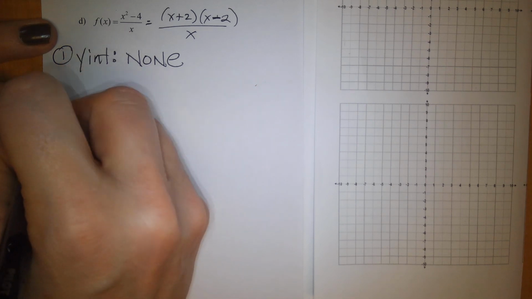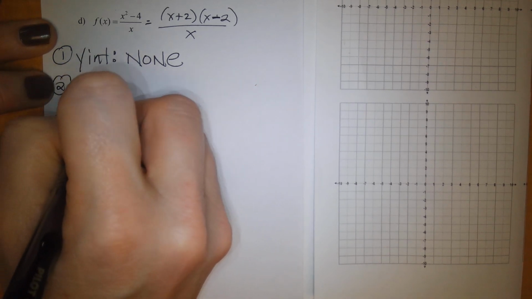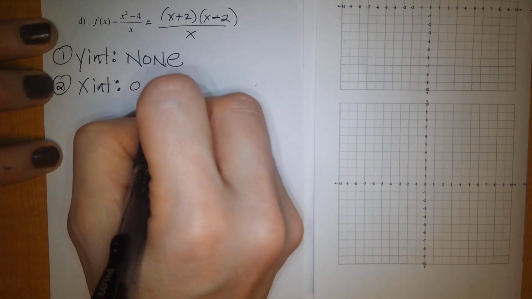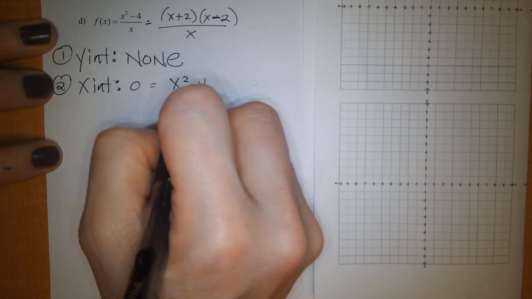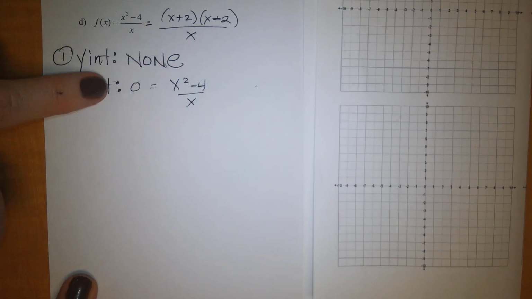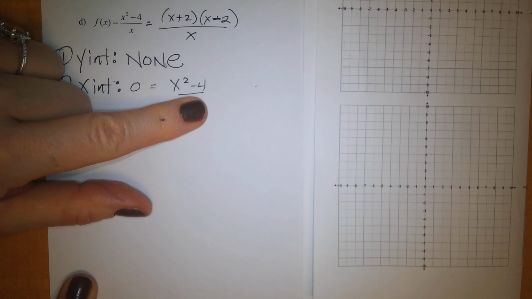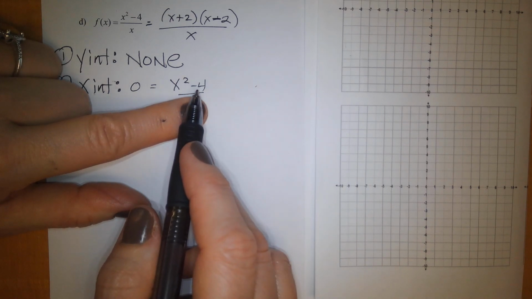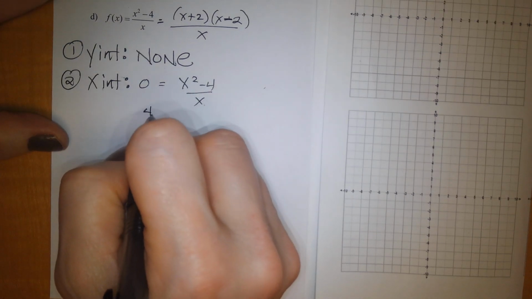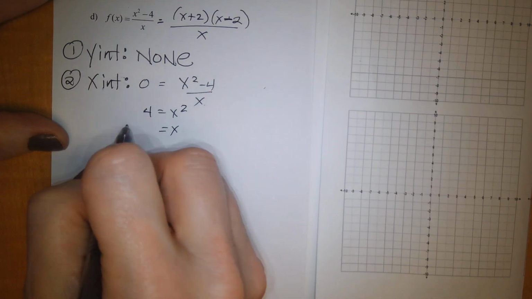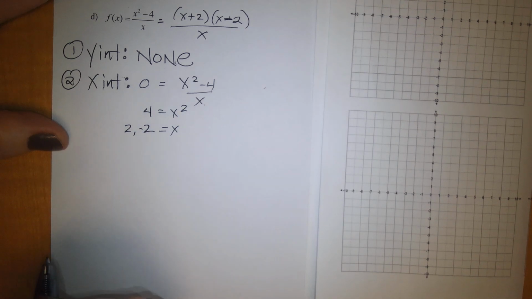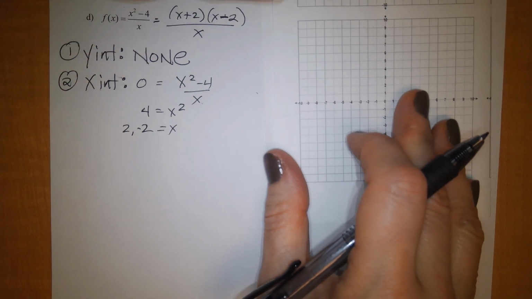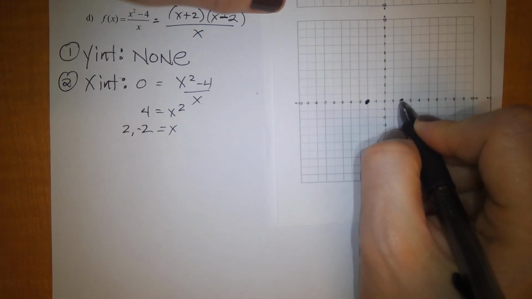For step 2, let's find the x-intercepts. To find the x-intercepts, we set y equal to 0. So we set this whole thing equal to 0. Again, when we have a fraction equal to 0 and we're asked to solve, we don't care about the denominator, we just set the numerator equal to 0. So let's slide the 4 over to the other side. So x can be either positive 2 or negative 2. So I have two x-intercepts. So on my graph here, I'm going to have two x-intercepts at negative 2 and positive 2.